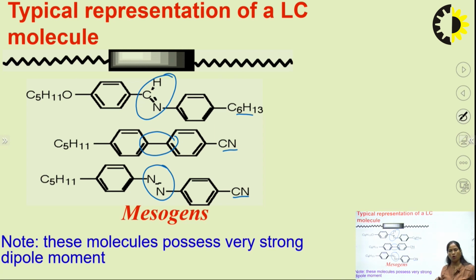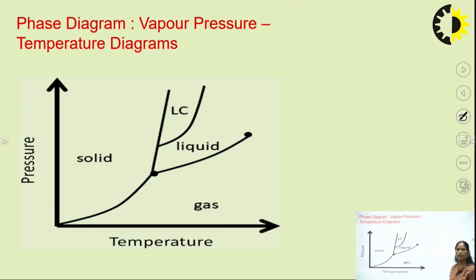Due to this strong dipole moment, the molecules get attracted to each other. And before transforming to liquid, they first convert into the liquid crystalline state. And when more temperature is given, when more solvent is added, they convert into liquid.